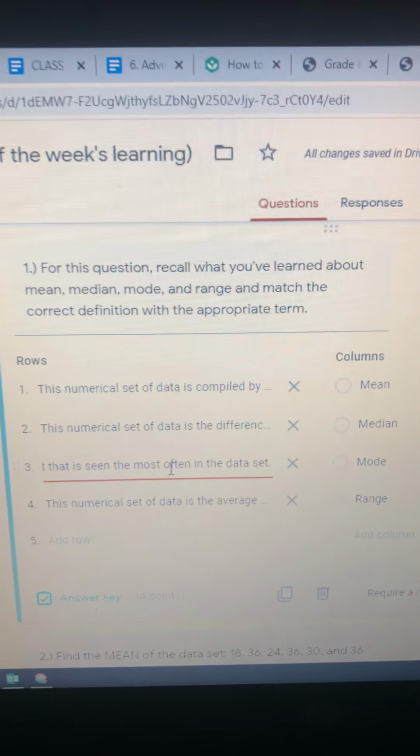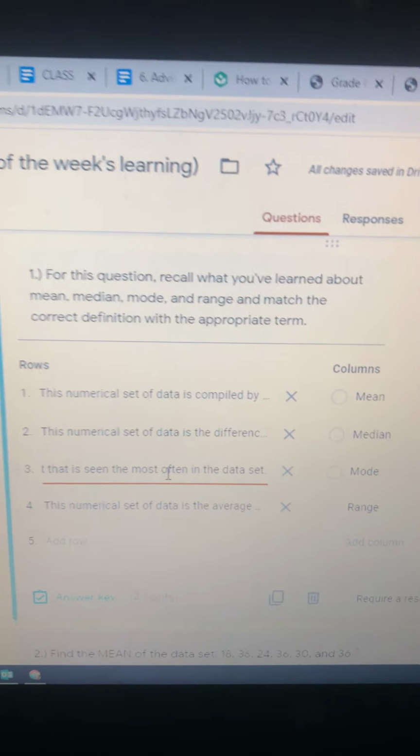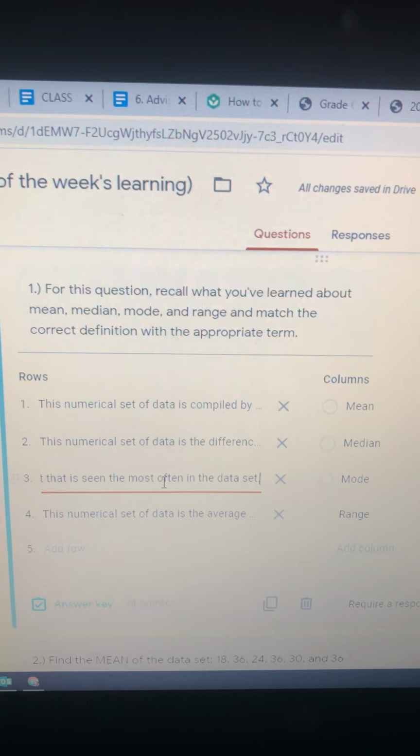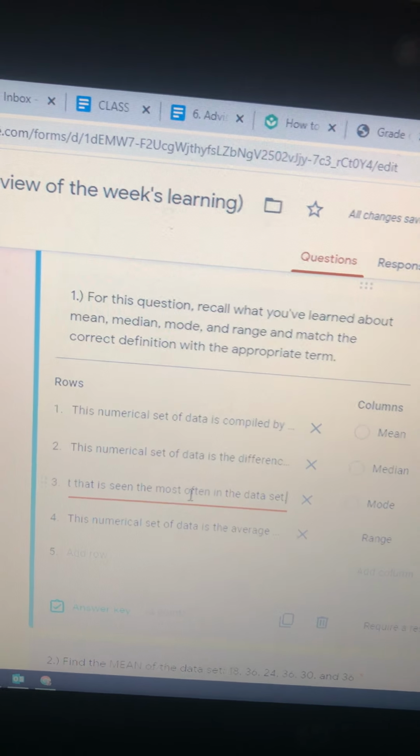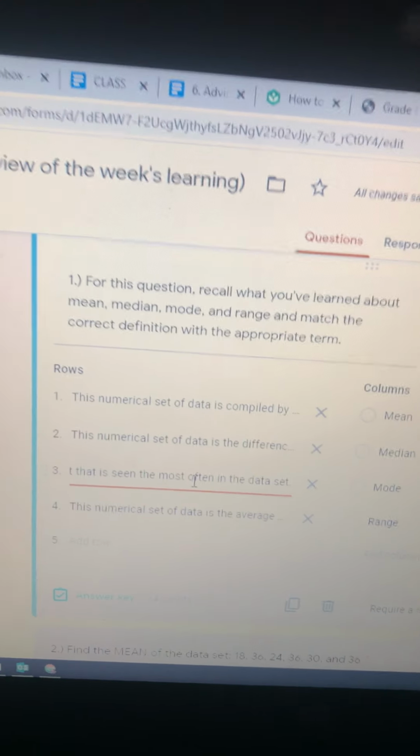Mean is the average. Median is the middle. Range is the subtraction between the biggest and the smallest. And then the mode is the one that occurs the most often.